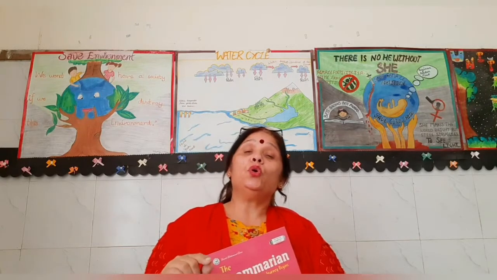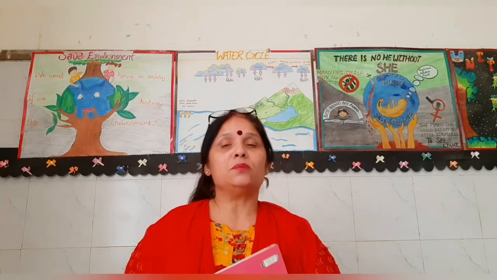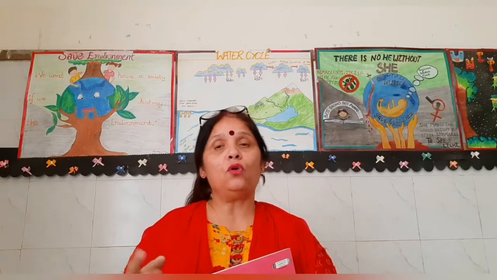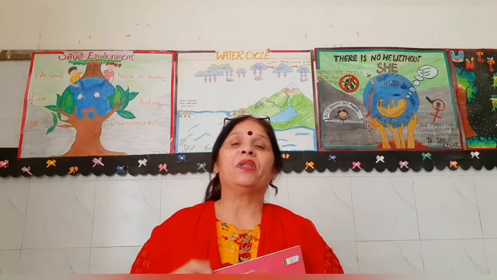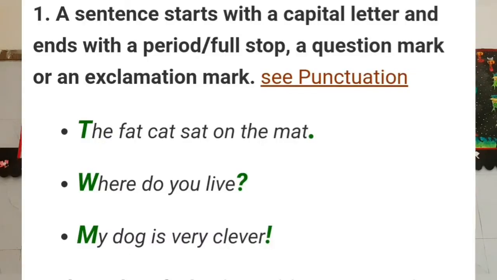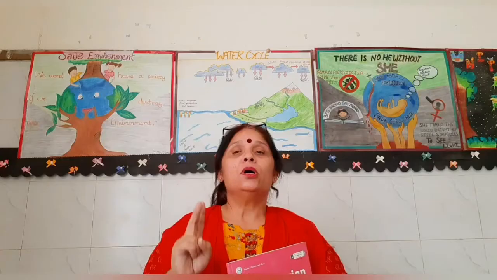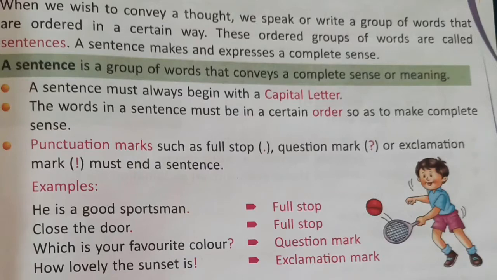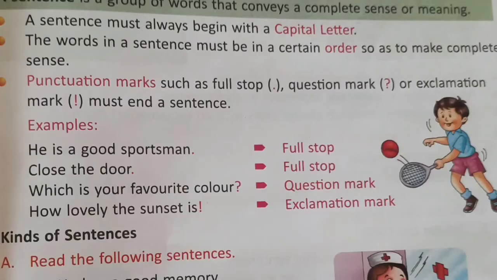Yesterday I told you how to write a sentence, means the rules which we have to follow while writing a sentence. The first rule is every sentence should begin with the capital letter. And the rule number 2 is always a sentence ends with full stop, question mark or sign of exclamation. And the third rule is all the words should be in certain order as to make the meaning clear.